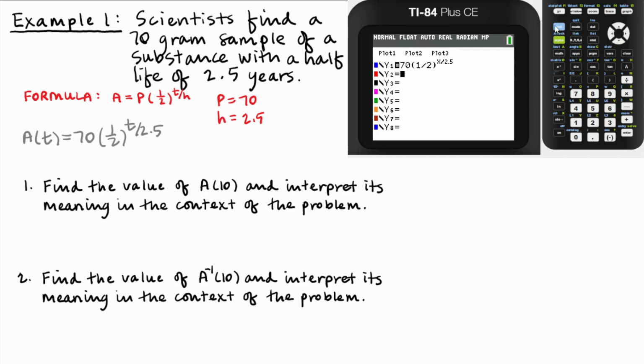If we want to find the value of A of 10, we could go out to the main menu and type in 70 times 1/2 to the 10 over 2.5. We could do that. But we could also have the calculator do the work for us and evaluate the function. We can do that by calling on y1, the function that we just entered. It's F4, but if you're not using one of the calculators that has the nice F menus, you have to get it out of the variables here. Y variables, we're in function mode, so we can choose that one, and that's where we get y1. And we can plug in y1 of 10, just like A of 10, and then get 4.375.